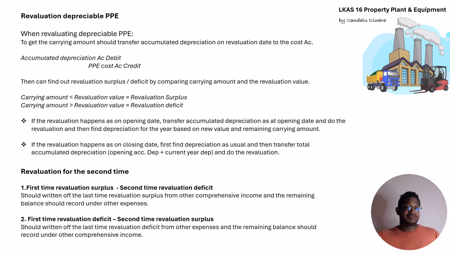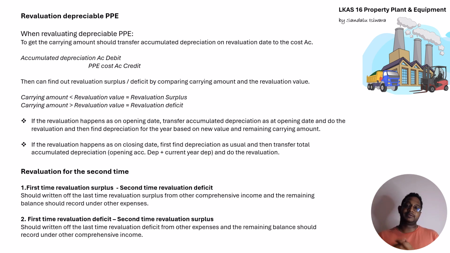So when it comes to the revaluation of depreciable property, plant and equipment, you can't just get the revaluation surplus or deficit by comparing the cost and the revaluation value, like you did on land, right? Because these are depreciating. So to find out the revaluation surplus or deficit of the depreciable property, plant and equipment, you have to get the carrying amount first. So how to get the carrying amount?